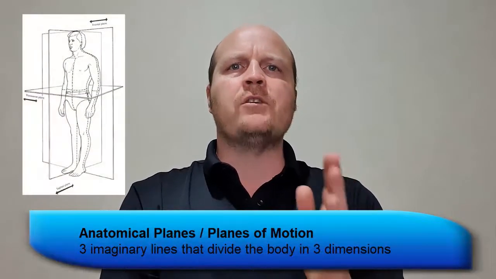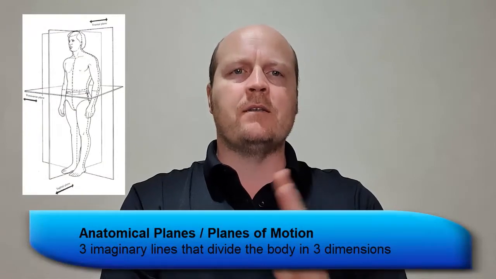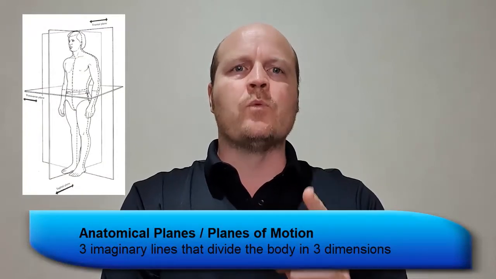Planes of motion are the imaginary lines that divide our body into 3 dimensions. We use these when we're looking at an anatomical diagram. We want to know what plane of motion the diagram was cut in, and we also use it to describe movement. So what plane of motion is someone using when they're bowling a ball or doing this physical activity?